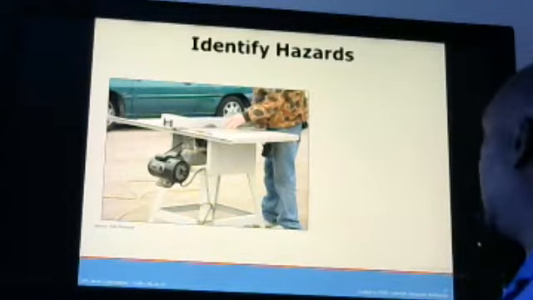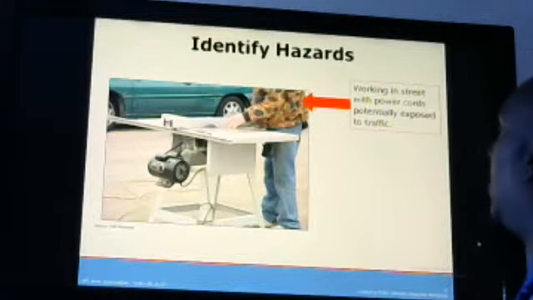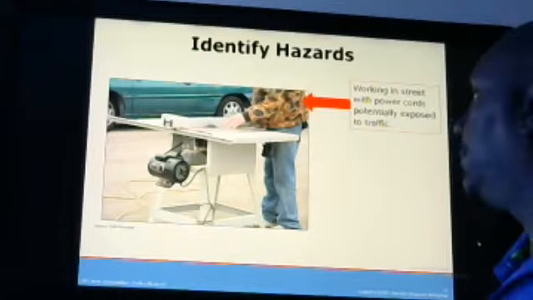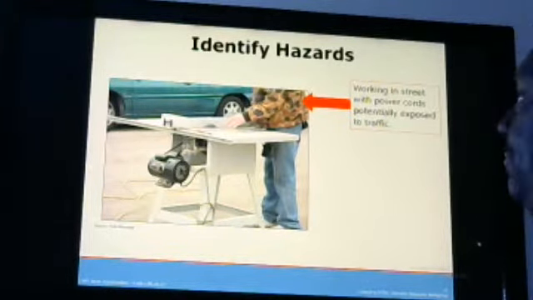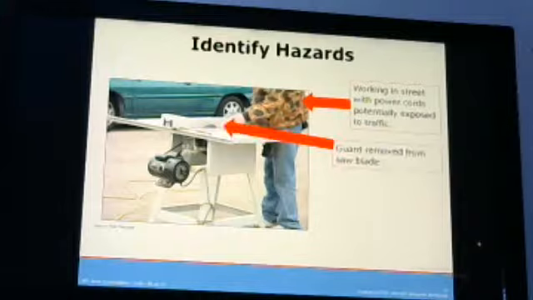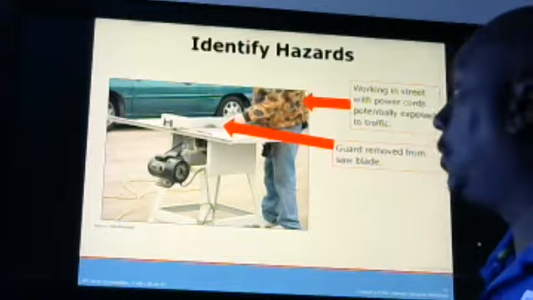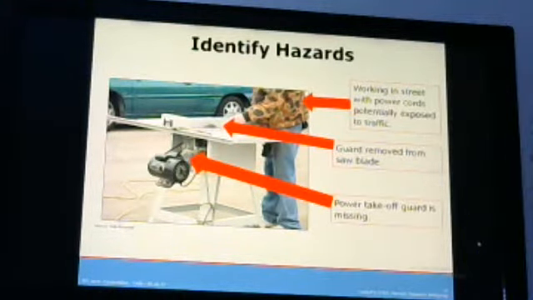This guy here is working in the streets with power cords, a potential hazard for exposure to traffic. See there? Plus the guard is removed from the saw blade. So those are two things. You must have guards on it, and you must make sure that it is not exposed to the traffic.